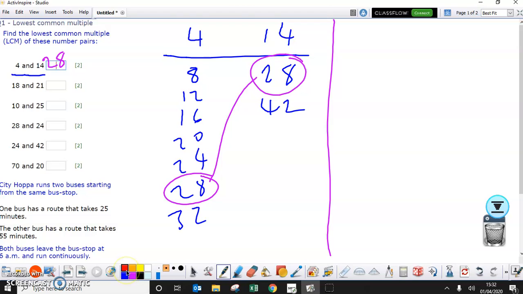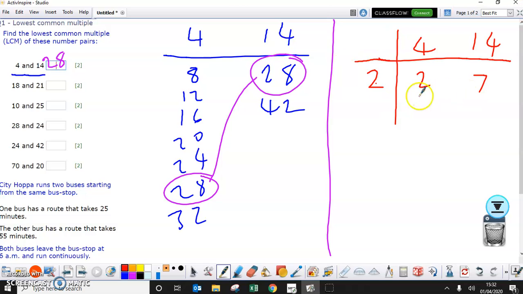Now, the alternative way of doing it is the sausage method, which is a link that I've left on the VLE. Doing the same thing, this time 4 and 14. This time we're going to do like a multiplication grid, and I know a number that's going to go into both of those will be 2. 2 times 2 gives me 4, and 2 times 7 gives me 14. There's no number that will go into 2 and 7 other than 1, so we've finished doing the multiplication.